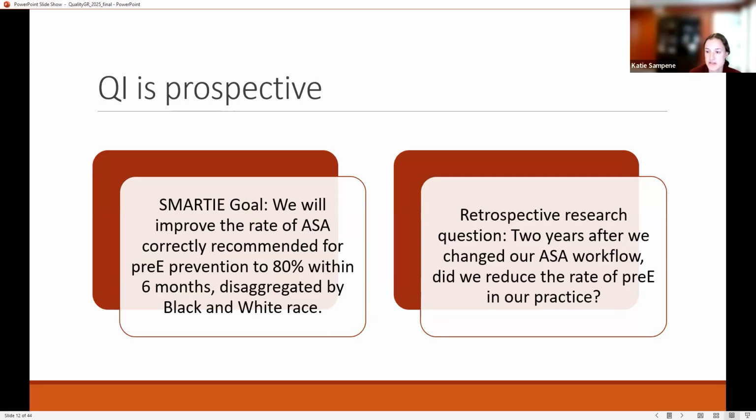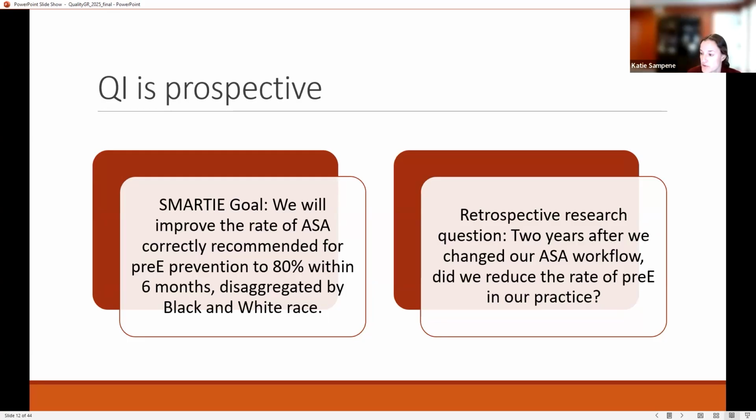Just as an example here, going back to aspirin recommendations to reduce the risk of preeclampsia, we think about QI as prospective and oftentimes using a SMART goal framework, which we'll delve into a little bit more in a second. For example, in QI, we might say we're going to improve the rate of correctly recommending aspirin for preeclampsia to 80% within 6 months. And we're just going to disaggregate that by race.